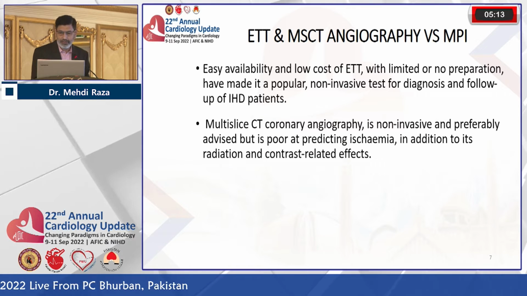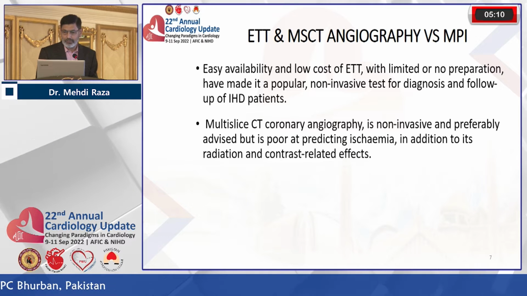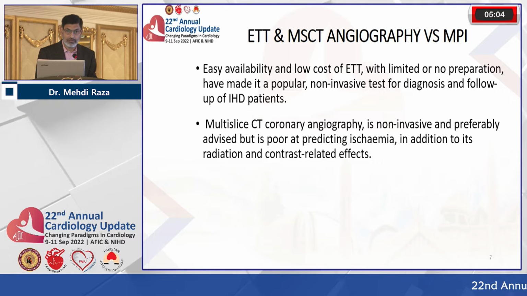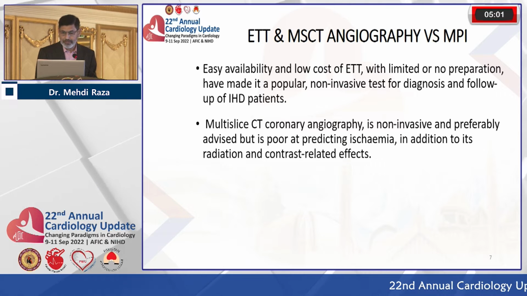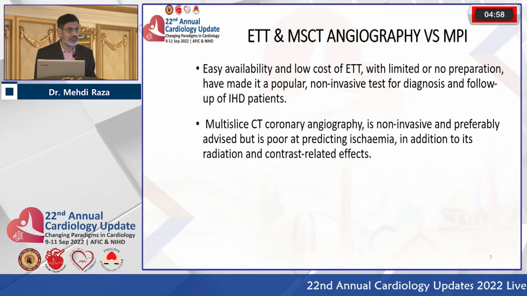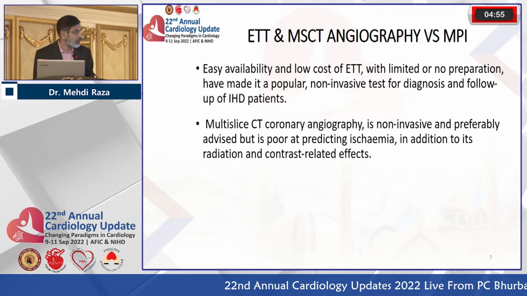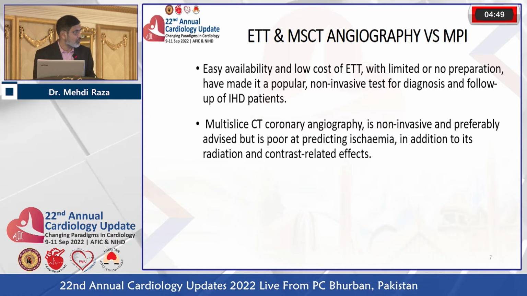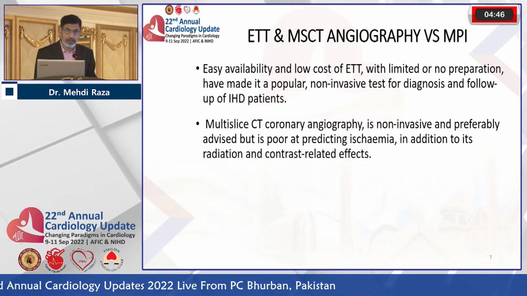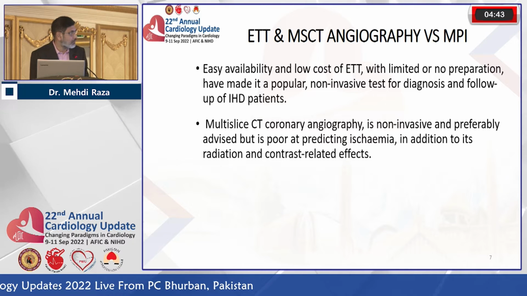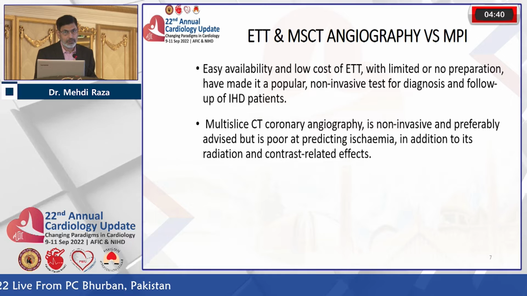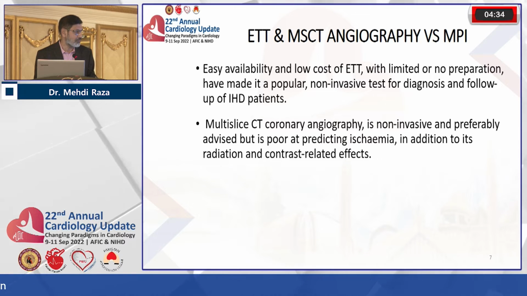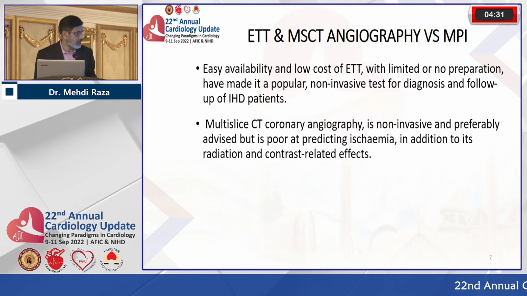Similarly, multi-slice CTCA is again considered non-invasive, is preferably advised these days, but is poor at predicting ischemia. It can only look at the blood vessels and talk of the blood vessels. There are occasions when we see that there is an occlusion, even a subtotal or a total occlusion, which does not cause ischemia because of collateral supply or because of other reasons. So to arrive at a conclusion that the patient needs an intervention just because the CT angio is abnormal or the angiogram is abnormal is perhaps, in my opinion, a little non-professional.